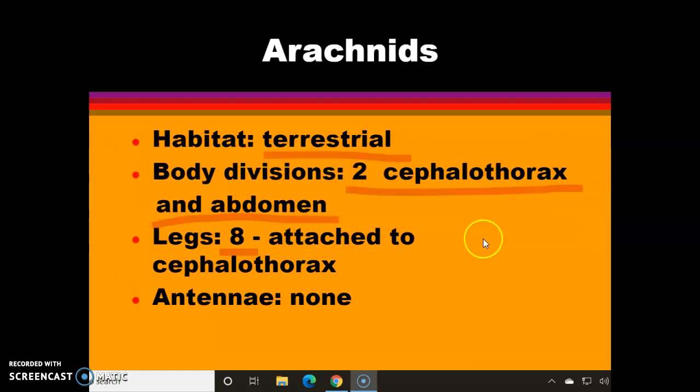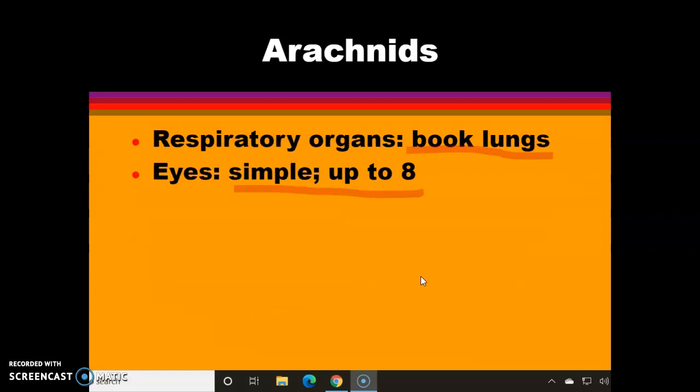Now let's talk about the arachnids. Those are the ones that nobody much cares for. Habitat, terrestrial. They're found only on land. The body divisions, there are 2. They have a cephalothorax and an abdomen. 8 legs on an arachnid. No antenna. All right, respiratory.